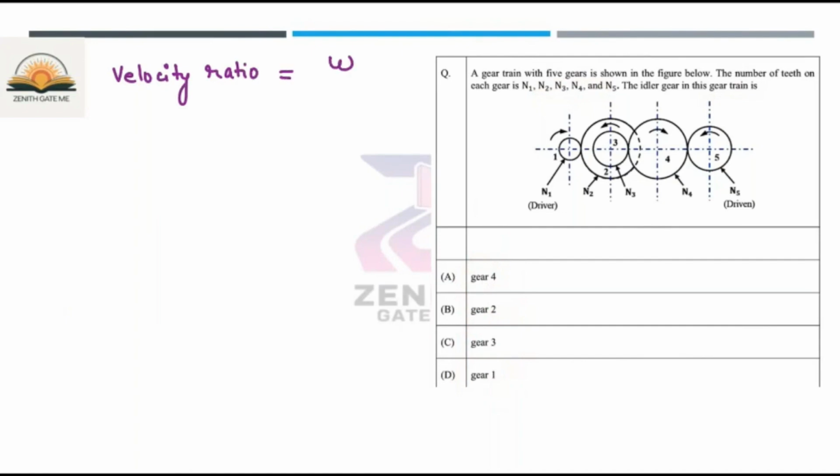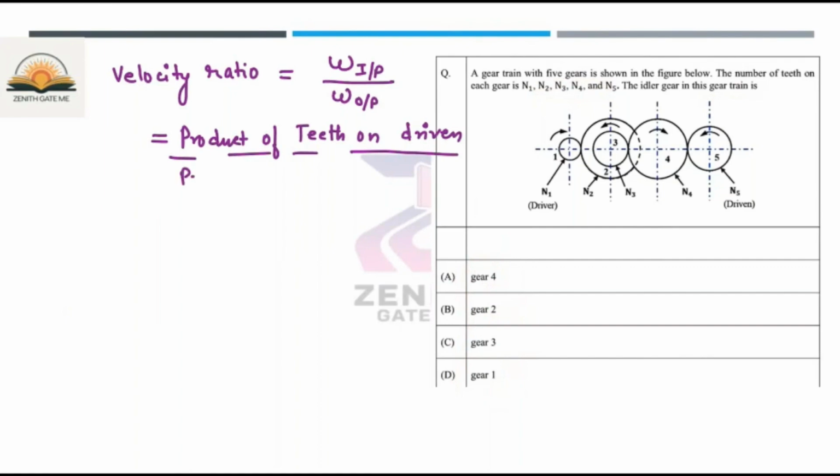The velocity ratio is nothing but the input speed to the output speed. Input angular speed to the output angular speed, or you can write it in terms of RPM also, which can be written as the product of teeth on the driven gear divided by the product of teeth on the driving gear.